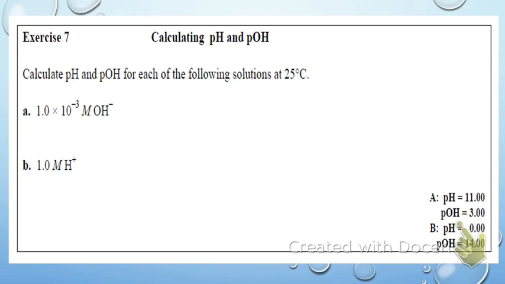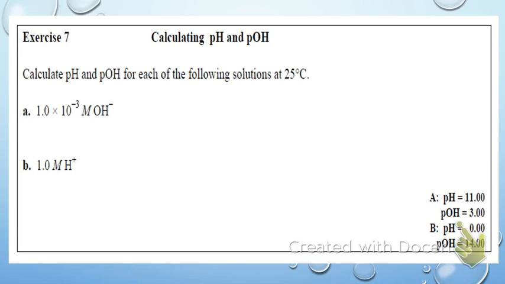Okay, so on this one, you can calculate the pH and pOH for each of the following solutions. That should be pretty straightforward because it's given us the concentration. So the first one is a hydroxide. You're going to approach this one of two ways. You could calculate really quickly what the hydrogen concentration is, or you could take the negative log of that, which gives you a pOH, and subtract from 14. Either way you want to do that. Which way would you prefer?